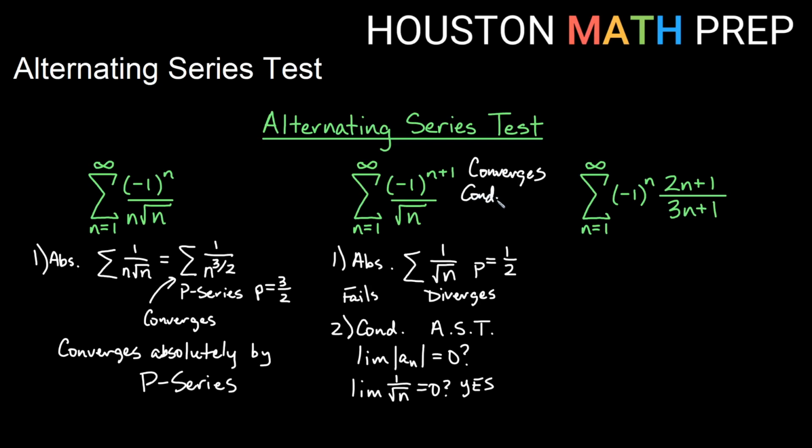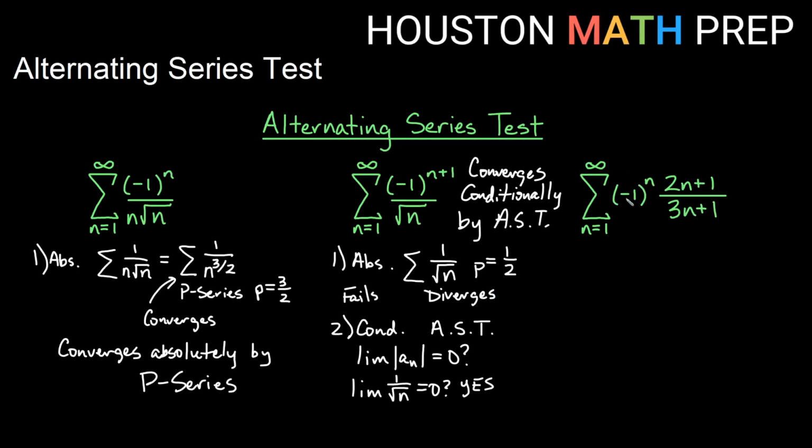And when something converges conditionally, it really is always going to converge conditionally by the alternating series test. So you may or may not be required to actually state by the alternating series test, but that's the test used to show that it converges conditionally. Let's look at this last one here.